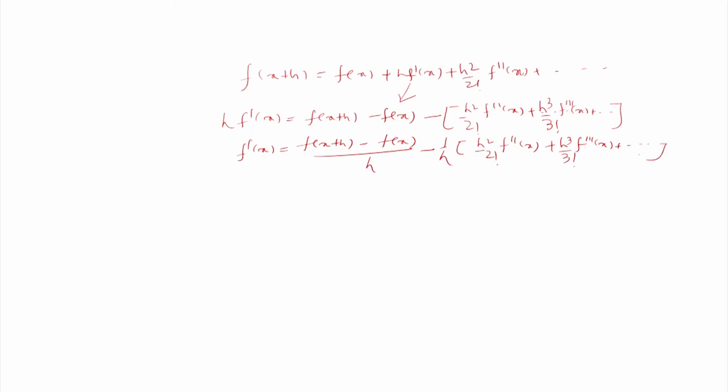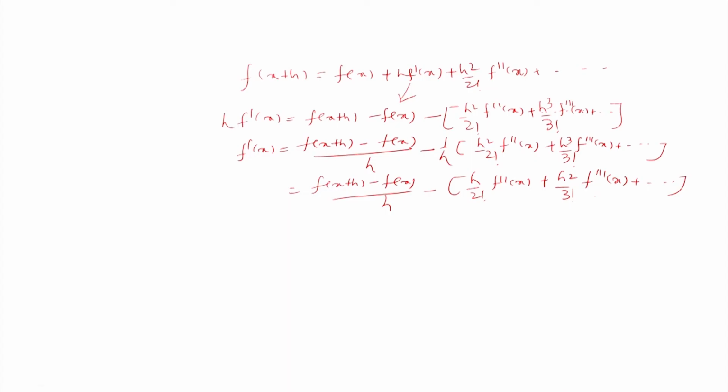If we multiply 1 by h with the remaining terms, we can get it as f of x plus h minus f of x by h, that is nothing but minus of h by 2 factorial f double dash of x plus h square by 3 factorial f triple dash of x plus all other terms here.